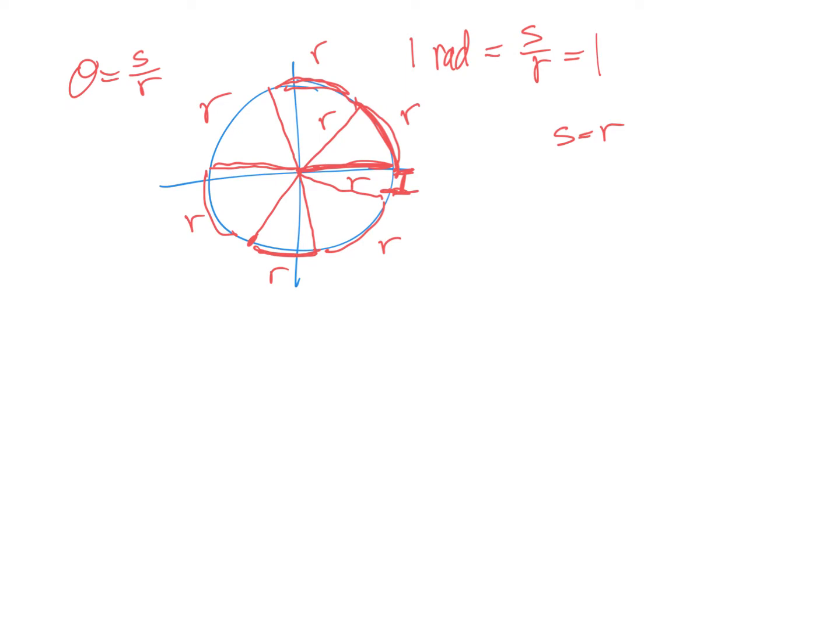So if we were to go all the way around this full circle, we would get approximately 6.28 radians, which actually ends up being 2 pi. A full circle is 2 pi radians.